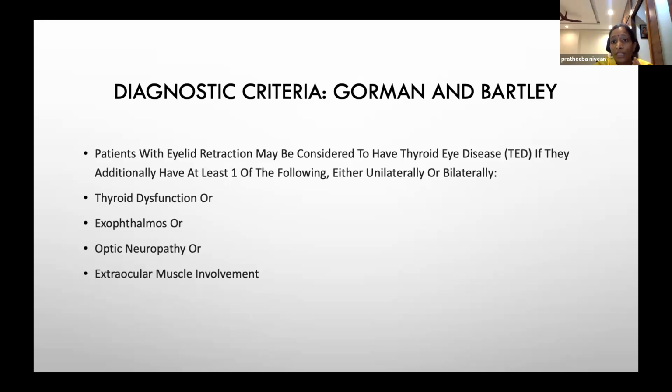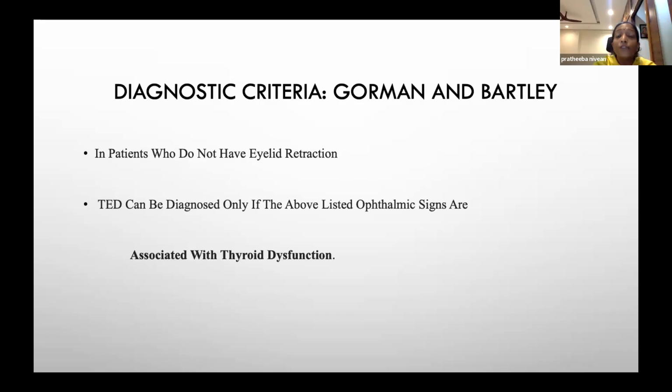Way back in 1948, Gorman and Bartley devised a criteria, and they say that lid retraction and lateral flare are the more pathognomonic signs of thyroid eye disease. If they are present along with any of these findings like thyroid dysfunction or exophthalmos or optic neuropathy or extraocular muscle involvement, the patient is said to have eye disease. If the patient does not have eyelid retraction or a lateral flare, then he should definitely have an abnormal thyroid dysfunction to say that the patient has a thyroid eye disease.